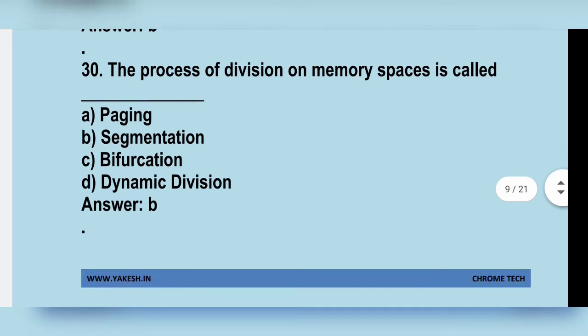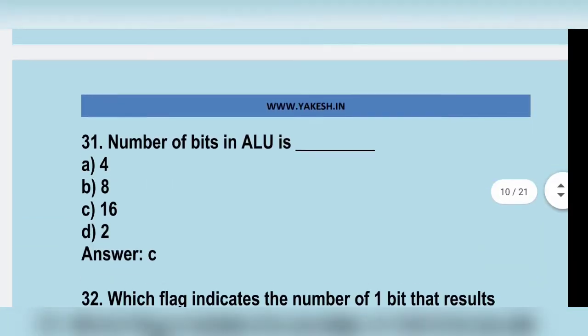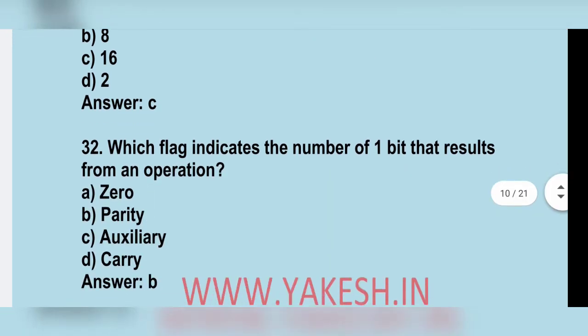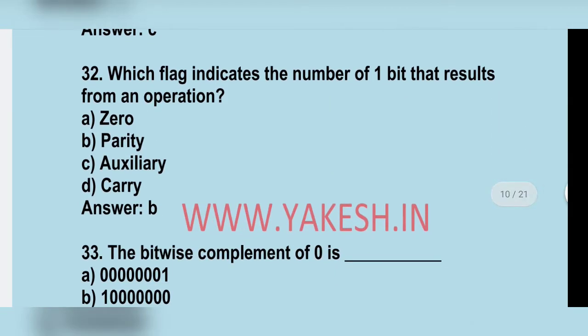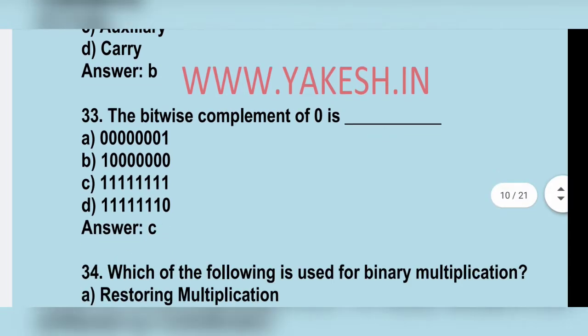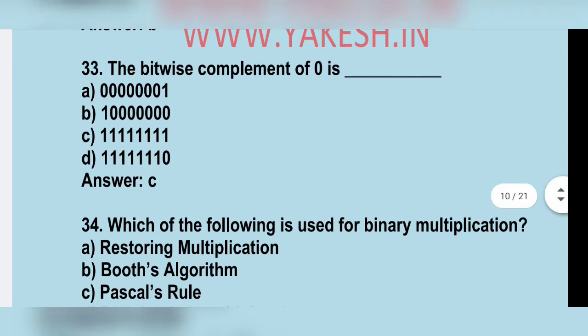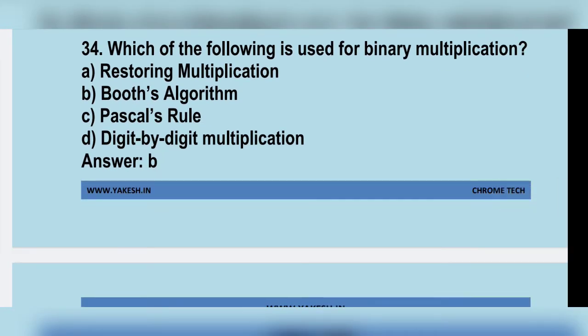The process of division of memory space is called option B, segmentation. The number of bits in ALU is option C, 16. Which flag indicates the number of 1 bits that result from an operation? Option B, parity. Next question, the bitwise complement of 0 is option C. Which of the following is used for binary multiplication? Option B, Booth's algorithm.